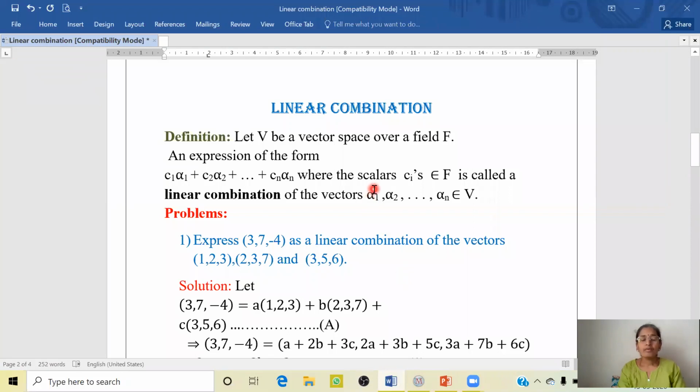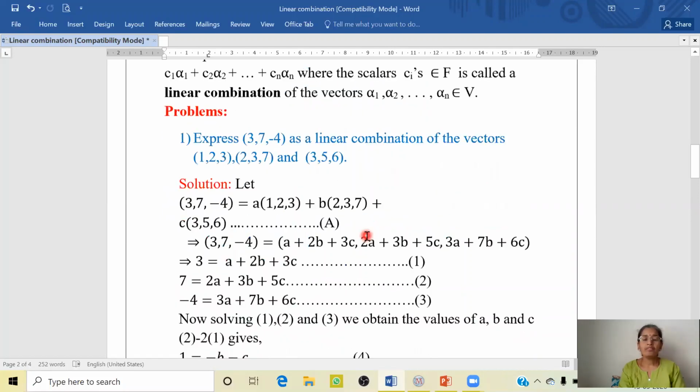So let us first look into the definition of linear combination of vectors. Let V be a vector space over a field F. An expression of the form C1 alpha 1 plus C2 alpha 2 plus etc. Cn alpha n, where the scalars, all Ci's, belong to the field F, is called a linear combination of the vectors alpha 1, alpha 2, etc. alpha n belonging to V. So let us go directly to the problems.